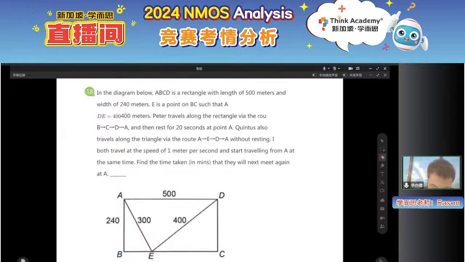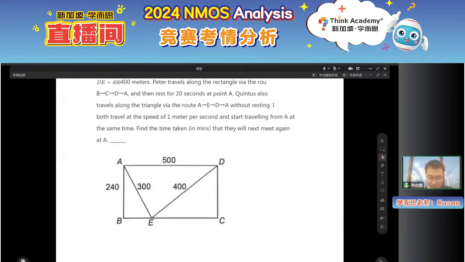Question 18. Also a longer question. E is a point on BC. Peter travels the BCDA route and takes a rest for 20 seconds at point A. Q travels the triangle AEDA without resting. The speeds are all 1 meter per second and they start at the same time. The question is, when will they meet each other again at point A?